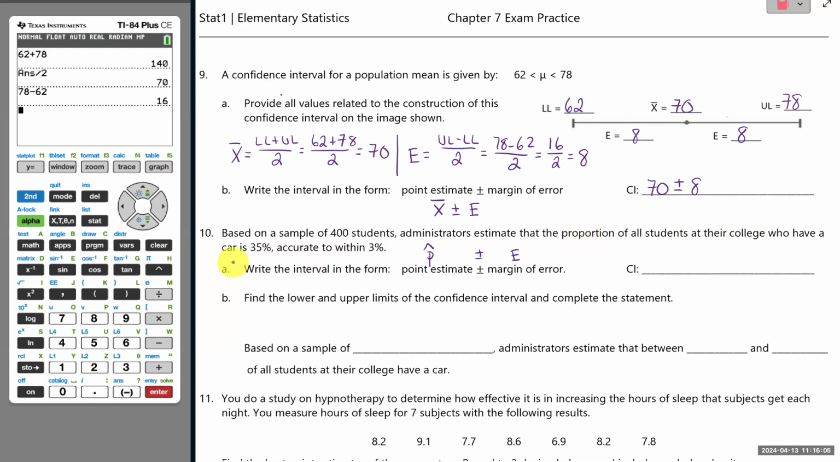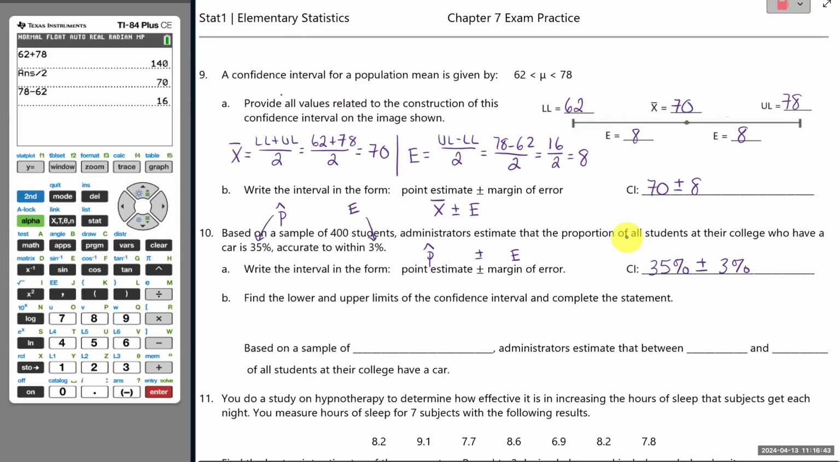All right, so they tell us that their estimate is 35%. So that 35% was p hat, their sample proportion. And we could write this in decimal or percent. I'm just going to go ahead and stay in percent. So 35% plus or minus. And then the key to looking for your margin of error, if you see within, that's a good indication. That's your margin of error. So 35% plus or minus 3%.